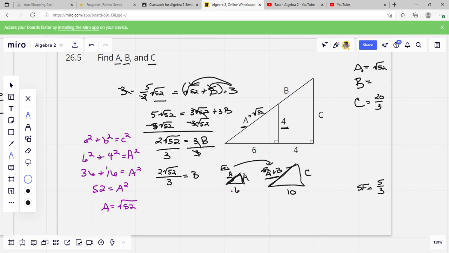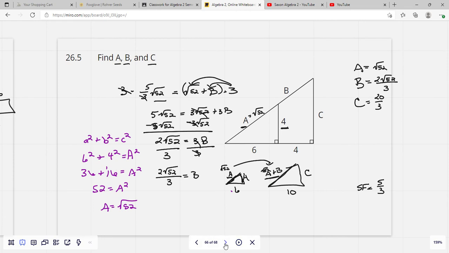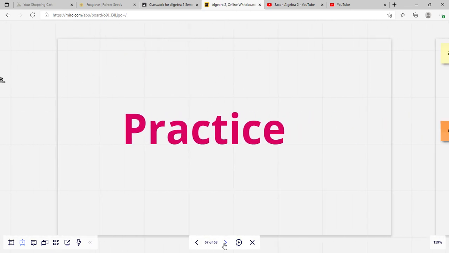I know that's a little complex. You may have to rewind that and watch it a couple of times or read the explanation that's in the book. But once you understand what you're doing, it's not super hard. All right, go ahead and pause the video and we'll work the practice problems.